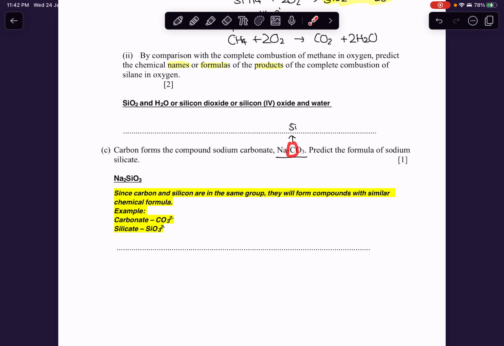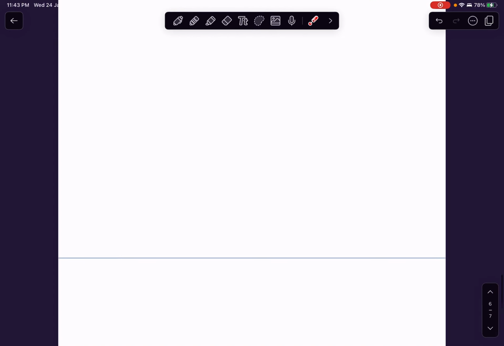Why? Because C and Si belong to the same group, so they behave chemically very similarly. Same group, same compound with the same formula. So carbonate is CO3 2 minus, therefore silicate is SiO3 2 minus. And that's all for this worksheet.